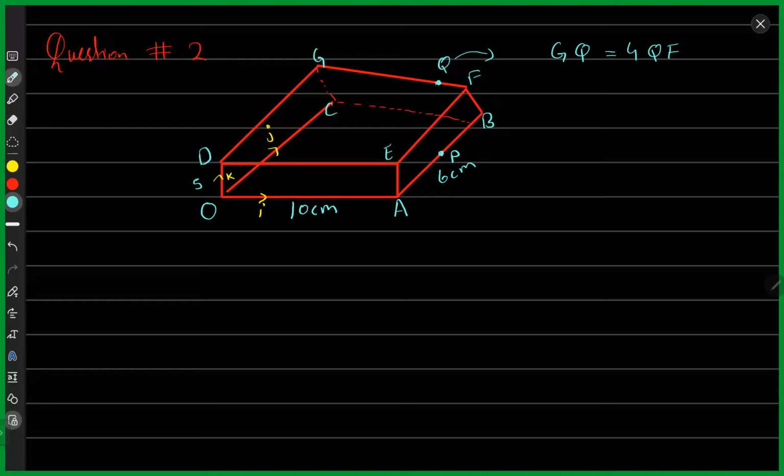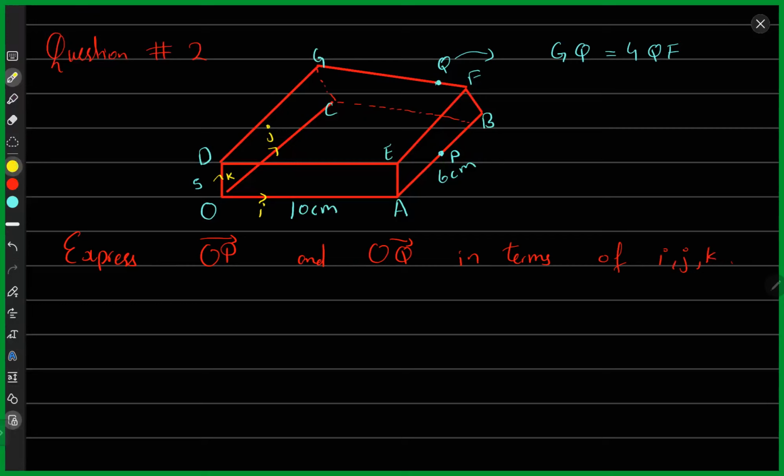And then express each of the vectors OP and OQ in terms of I, J, K. You have been asked to express OP and OQ in terms of I, J, K. So I'll tell you how to do such questions.